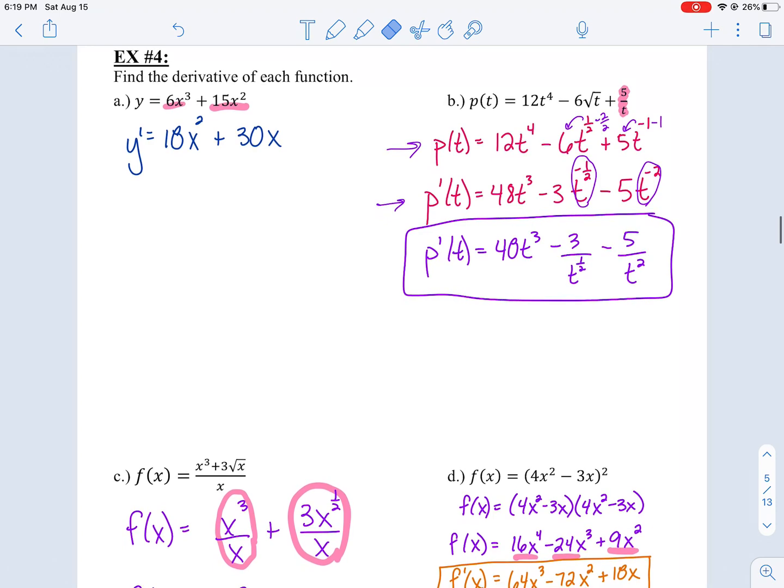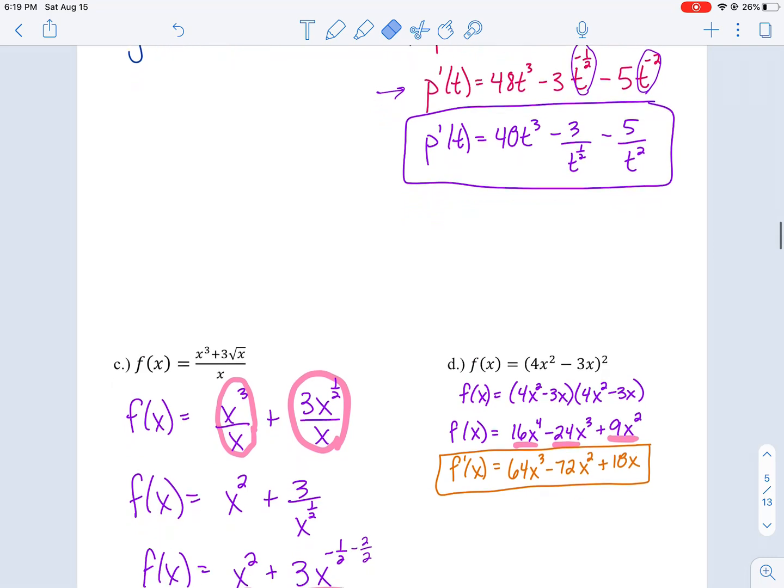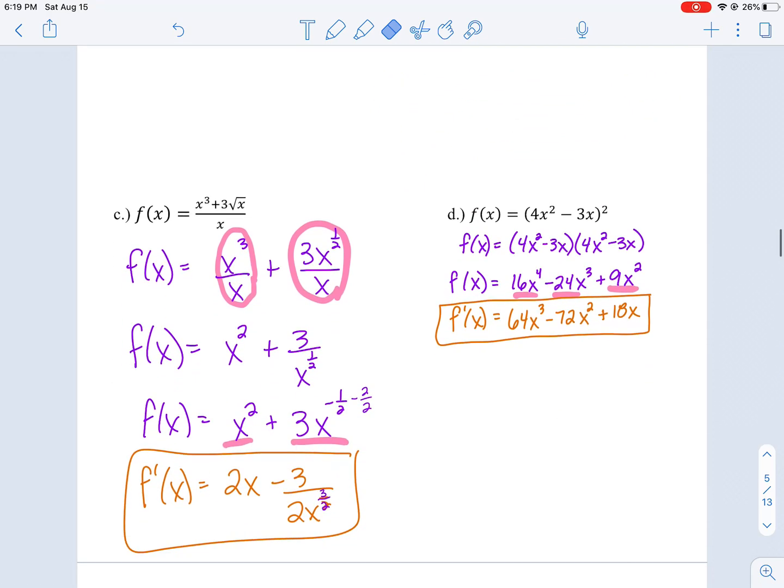So you might need to rewrite your problem first before you can even find the derivative. So practice doing all sorts of problems like that, because every problem is going to look just a little bit different. Make sure you can rewrite it into a form that we do have a rule for, and then be able to apply those rules.